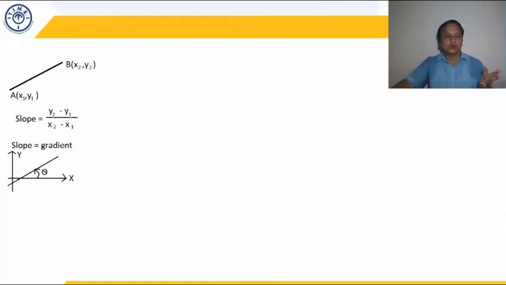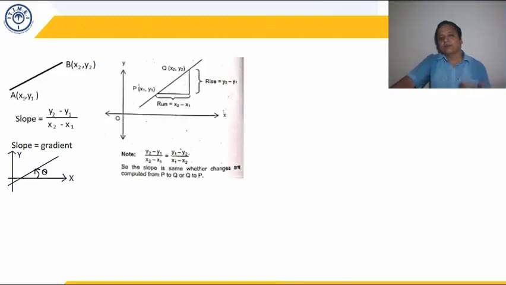Now moving to slope. Slope of a line is called change in y coordinate upon change in x coordinate. That is y2 minus y1 upon x2 minus x1. And for a straight line, if it makes theta degree with the x-axis in the anti-clockwise direction, that's called the positive direction, then we say slope is also called tan theta. Slope is also called gradient, which is the tangent of the angle made by the line in the anti-clockwise direction with the x-axis.